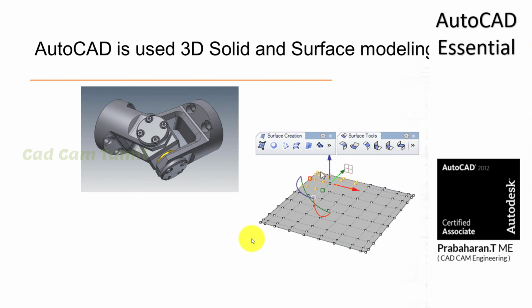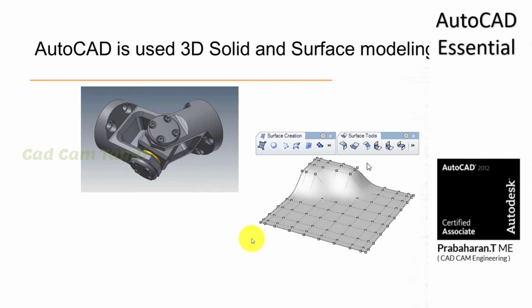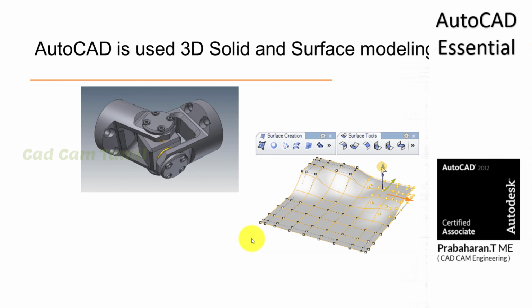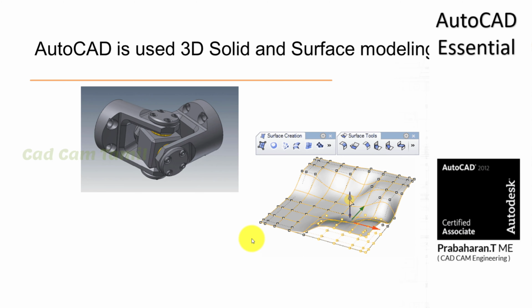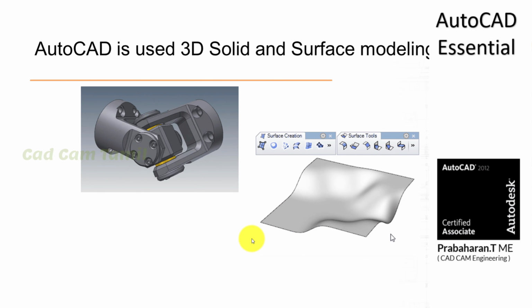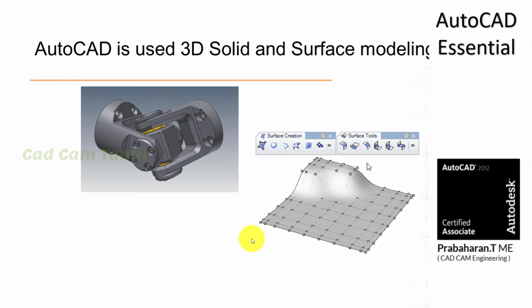Then we can do three-dimensional modeling as well as surface modeling. Surface modeling is extensively used to design vehicle bodies and aircraft bodies. Okay, this is the simple best tool for them.